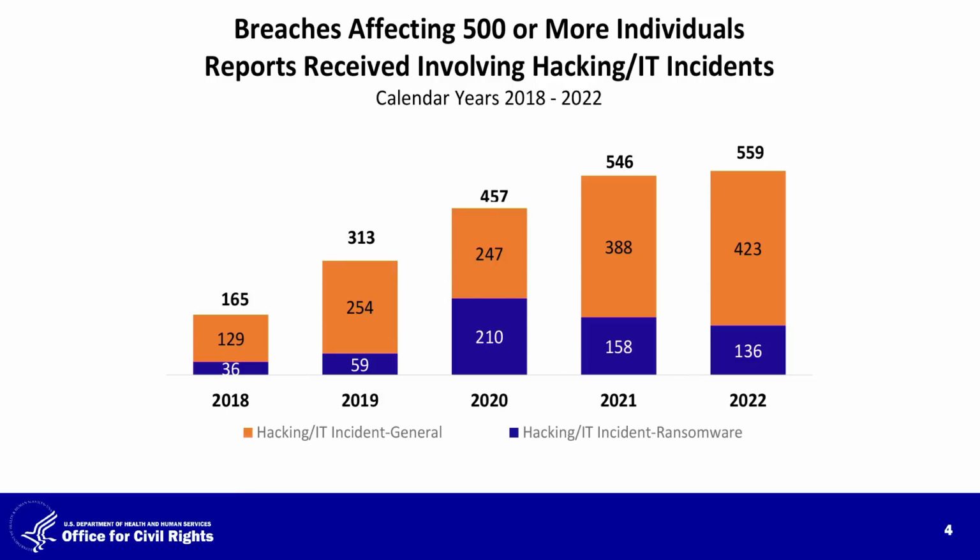This slide illustrates the progression, an increase of large breaches attributed to hacking and IT incidents over the past 5 years. There has been a 239% increase in large breaches reported to OCR involving hacking from 2018 to 2022. For ransomware, it's a 278% increase for the same time frame. This is the largest cybersecurity threat facing the healthcare industry and the protected health information it holds.